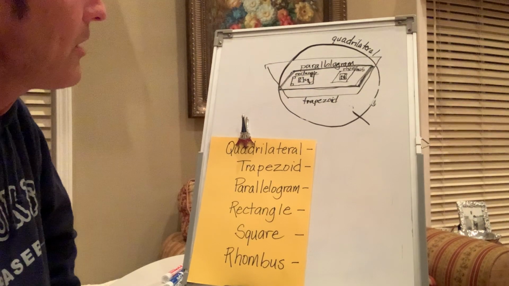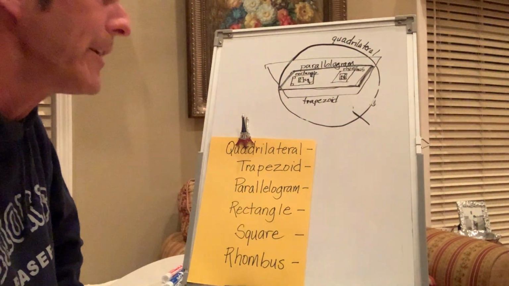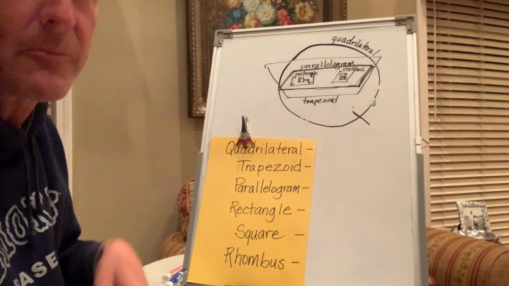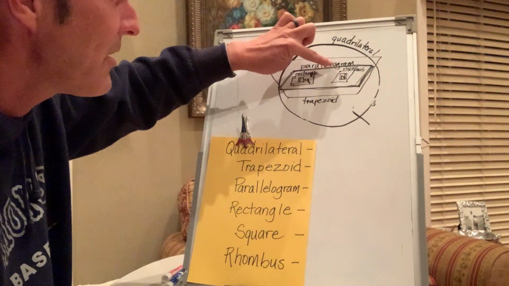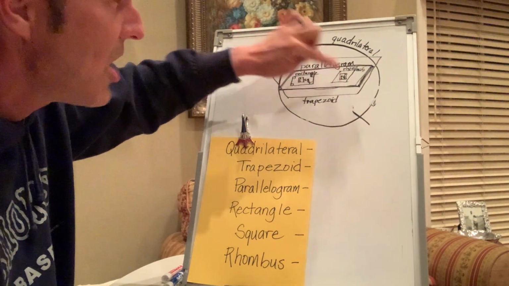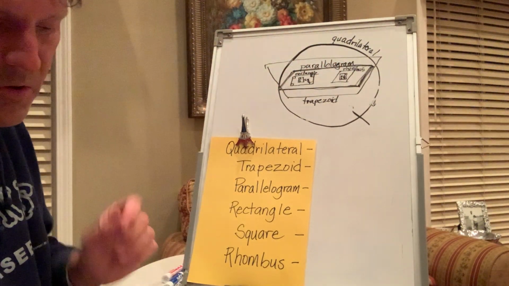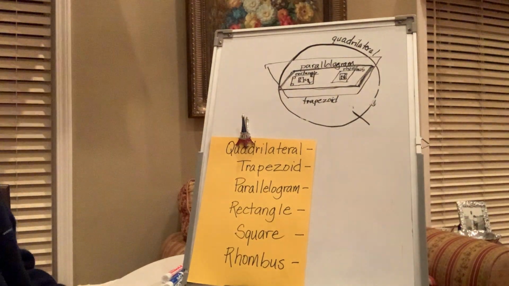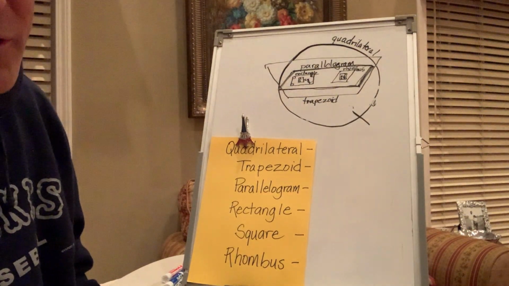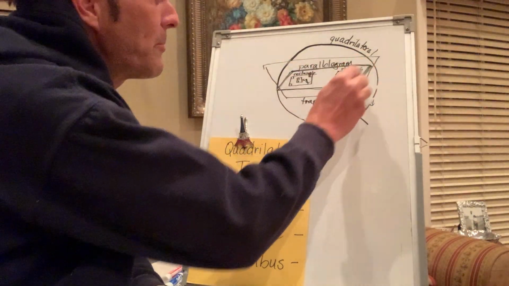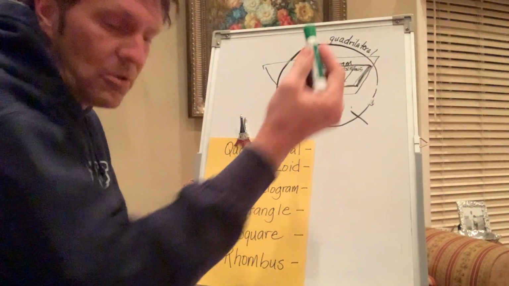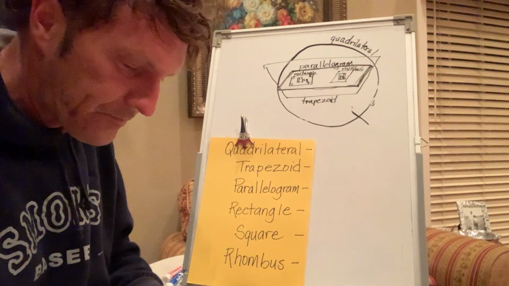And then it says all parallelograms are squares. No, all squares are parallelograms. The squares are inside the parallelogram, but the parallelogram is not inside the square. So the only choice that's right there is all parallelograms are quadrilaterals. And if you look, the parallelogram is inside the quadrilateral, so it is a quadrilateral.